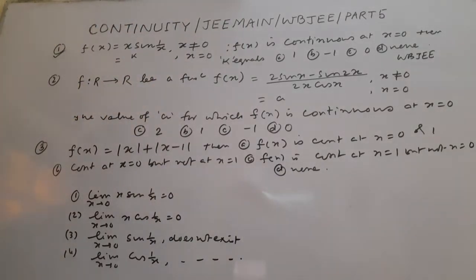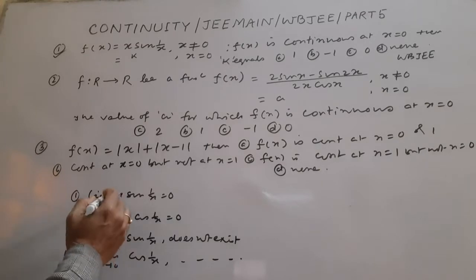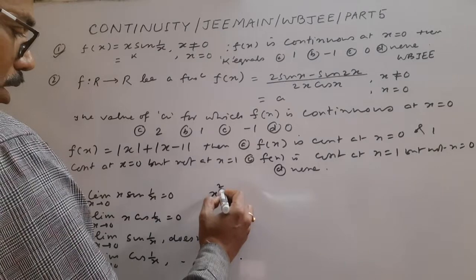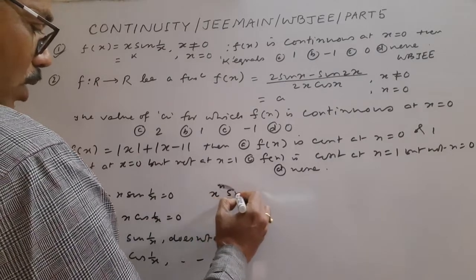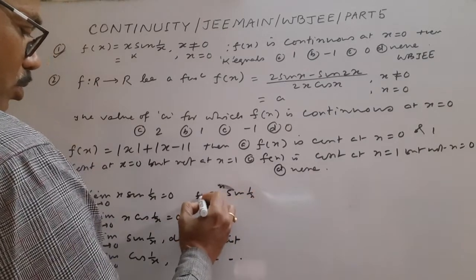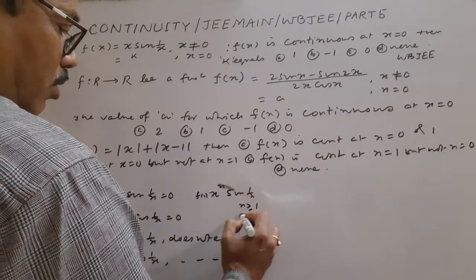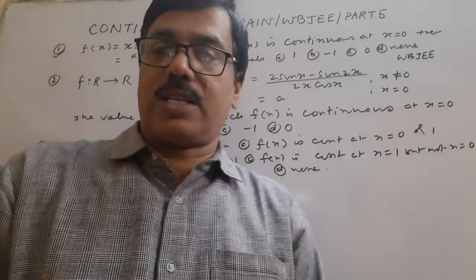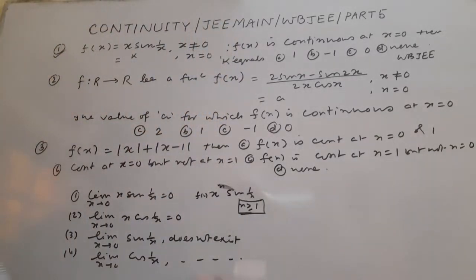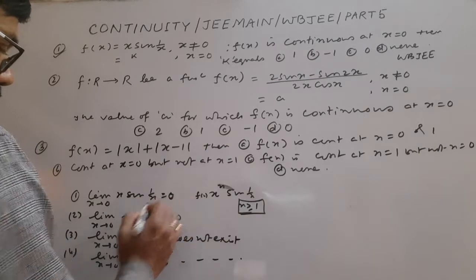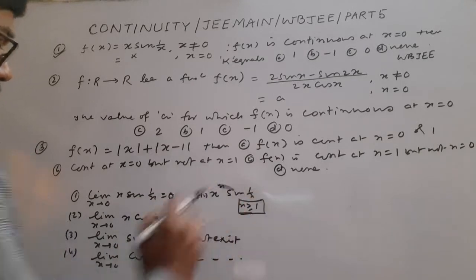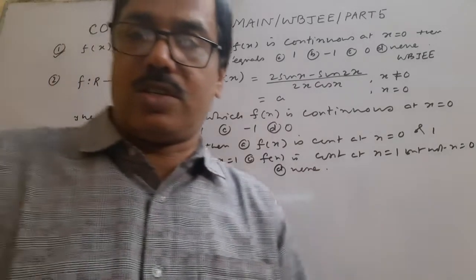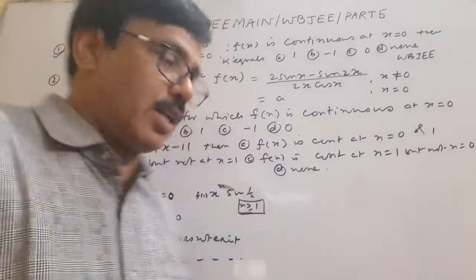So, not only x, if this is x square, suppose x to the power n sin(1/x), f(x) equals this, for n greater than or equal to 1, it is continuous. So, x sin(1/x), this one is 0. If it is x square sin(1/x), then it is also 0, and sin(1/x) does not exist. You know the proof, I have already discussed.